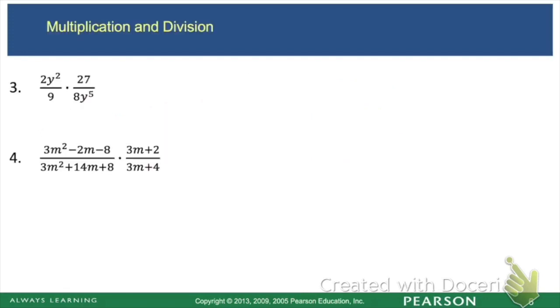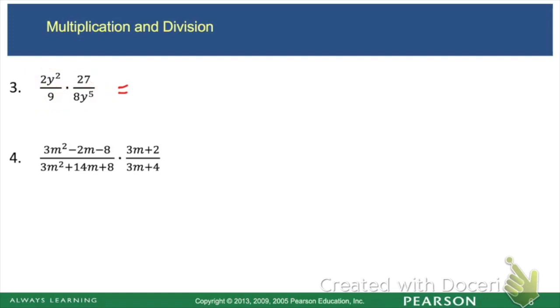Next up, multiplication. When you multiply fractions, you do not need a common denominator. You just multiply the tops, multiply the bottoms. So if I'm looking at number 3, I can go ahead and multiply the numerators. I can make that 54y squared. And then on the bottom, I can multiply the denominators and make that 72y to the 5th. I could do that and then simplify.